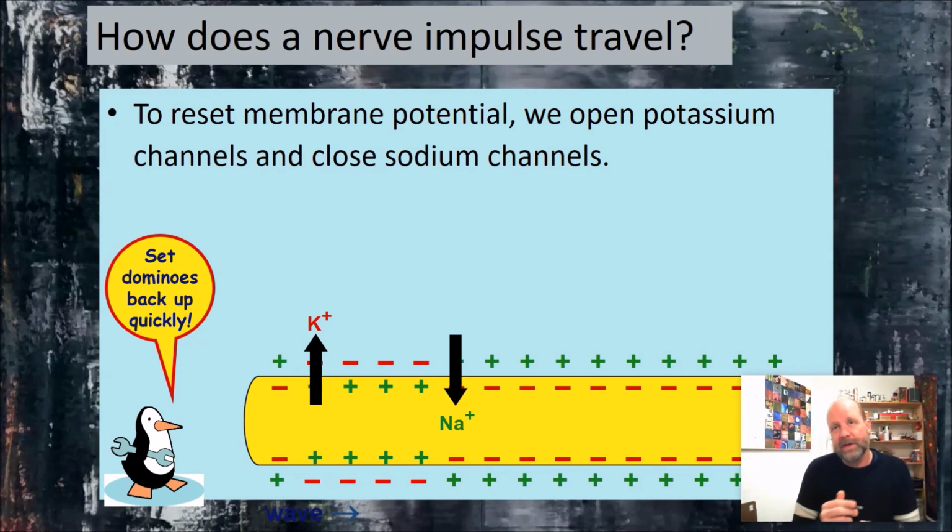So the sodium channels open, and that brings the membrane potential way up because it was at negative 70. And as we open sodium channels, sodium rushes in. So the membrane potential goes up. It makes it less negative inside because there's positives coming in. And it will actually swing up above positive.